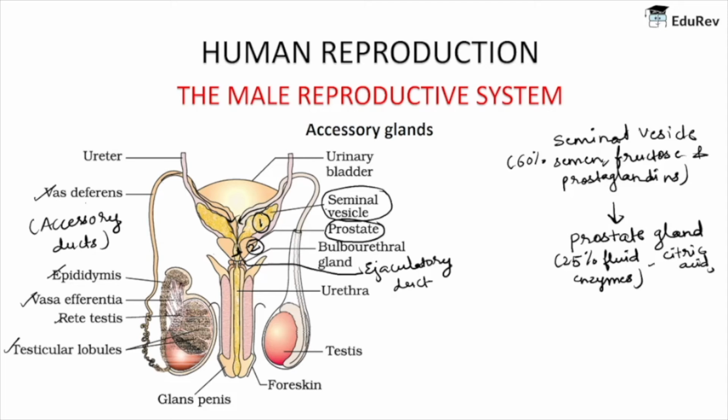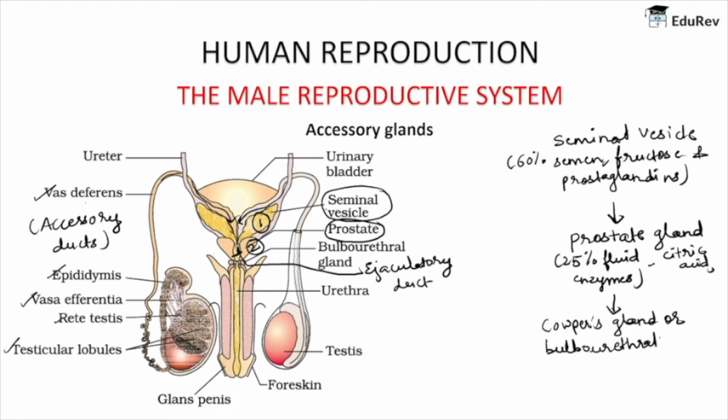Now after going through this prostate gland, the sperm, or the fluid containing sperm, I would say, enters the Cowper's gland or the bulbourethral gland.